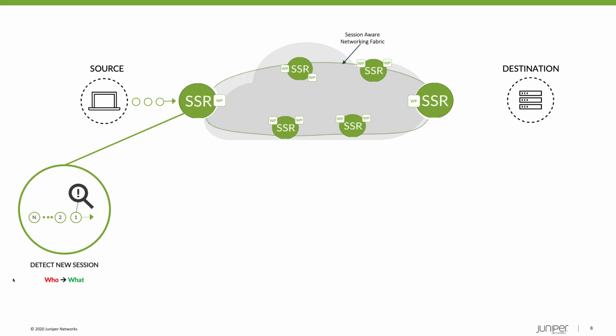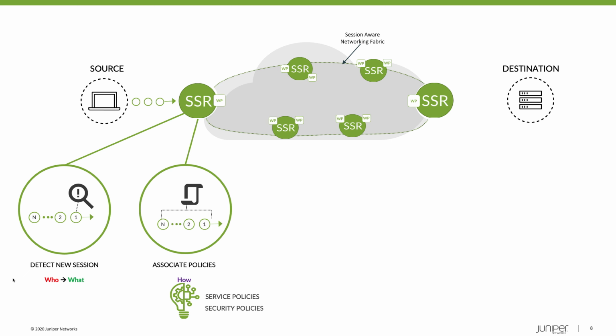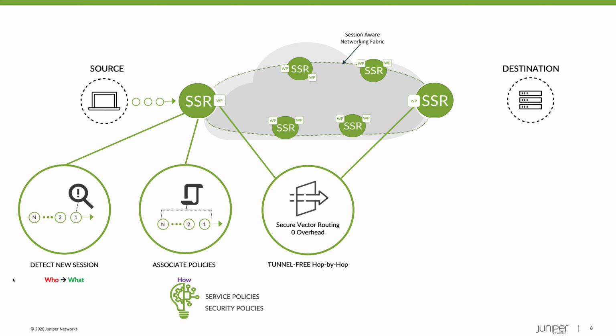And if it does, we'll then associate policies with that session based upon where they're going. So the specifics of the what are going to define the security and service policies, and those are associated with each individual session. Then those policies will leverage the details that are conveyed by secure vector routing that's in the routing table to make decisions about how to properly get through the network based upon those policies.